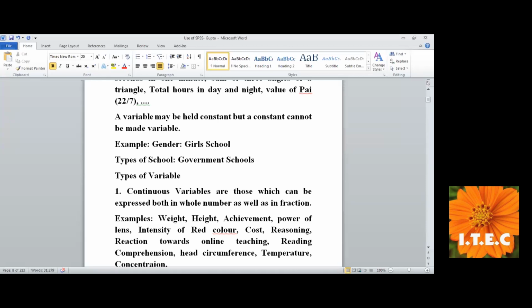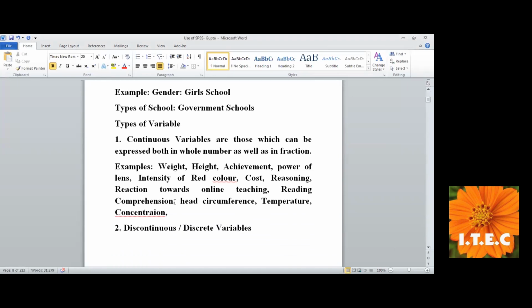Do you want some more examples or these are enough? Datta, please take care of your device. Please check your device. So do you need some more examples or these are enough?